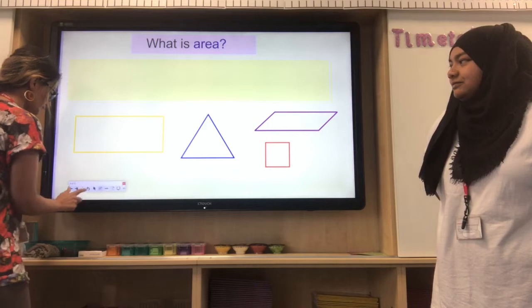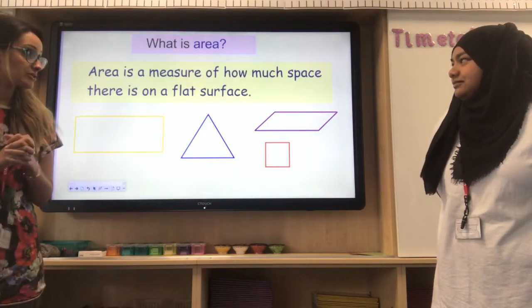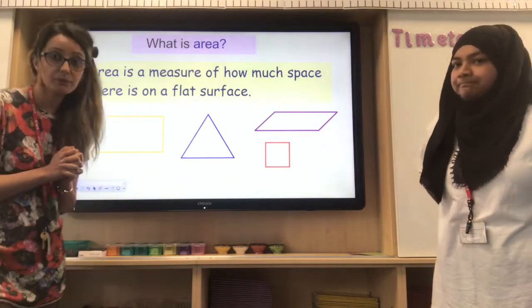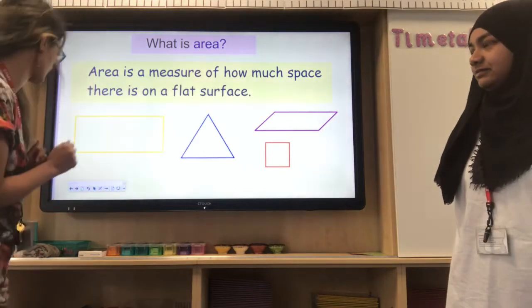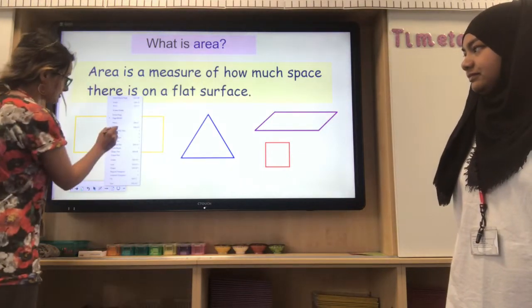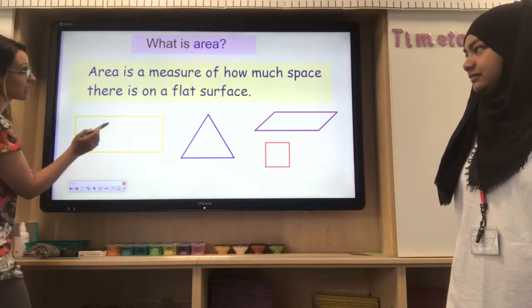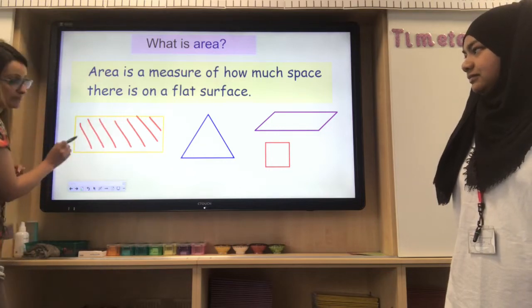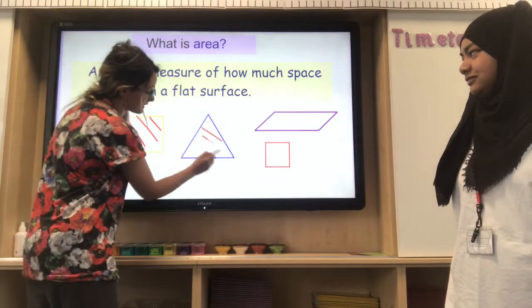So, the area is a measure of how much space there is on a flat surface. It's really important at this point to notice that it's a flat surface, not a 3D shape, so it's always a 2D shape. So here, for example, if I wanted to know what the area of this rectangle would be, I know that the space inside of this rectangle is what I'm measuring. How much space is there? The same for the triangle, the space inside of it.